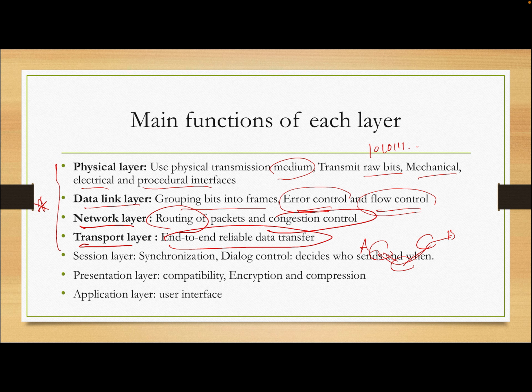These 4 are the layers that we will talk about in this class for electrical engineering. The other 3 are mostly focused on by computer science or computer engineering people, but electrical engineering people will focus on the first 4.